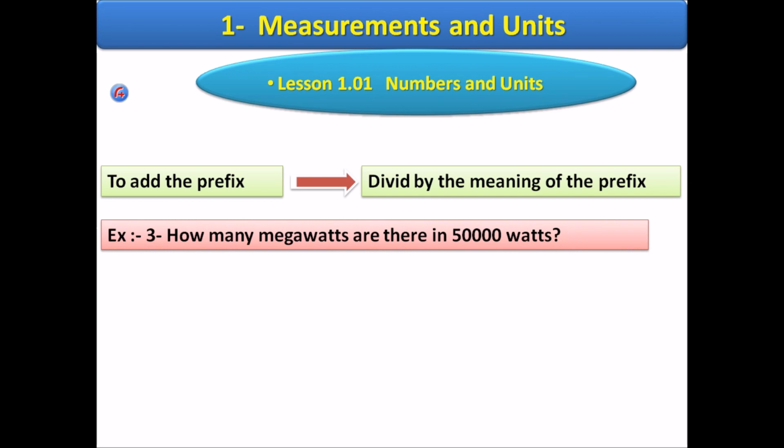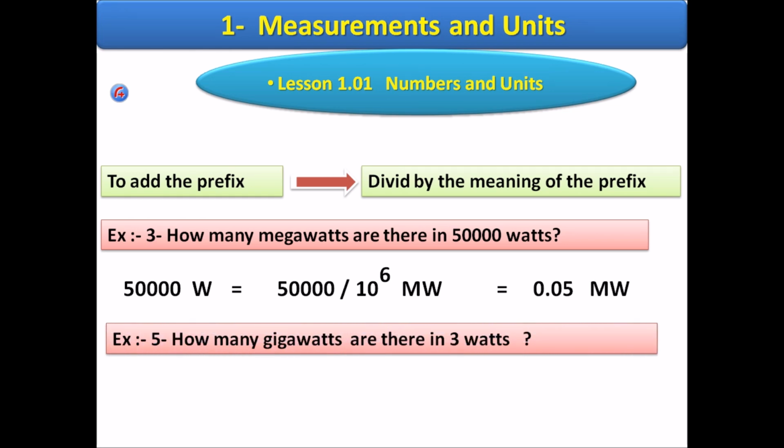For example, how many megawatts are there in 50,000 watts? In this case, you have 50,000 watts and you want to convert it to megawatts. So of course, you will divide because you want to add mega. So you will divide by the meaning of mega, so it will be 50,000 divided by 10 to the power of 6. It will be 0.05 megawatt.